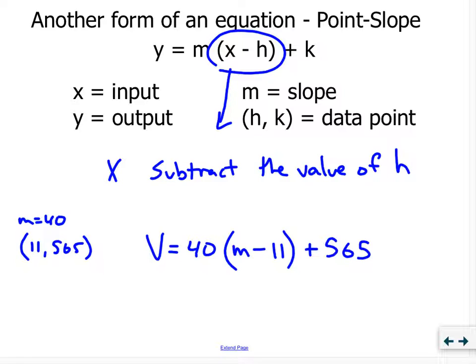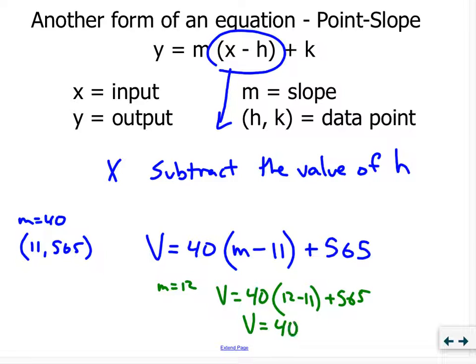And let me show you an example of why it's going to work. You know that after 12 months, you just gained $40 more. Well, if I say that m is going to equal 12, when I plug it in now, my value is 40 times 12 minus 11 plus 565. 12 minus 11 is 1. 1 times 40 is 40. So as you can see, this just tells me that after 12 months, I'm just adding another 40 onto the 11 months. And that would give you my total value. So this point-slope equation is a pretty handy equation. Let's try another one.